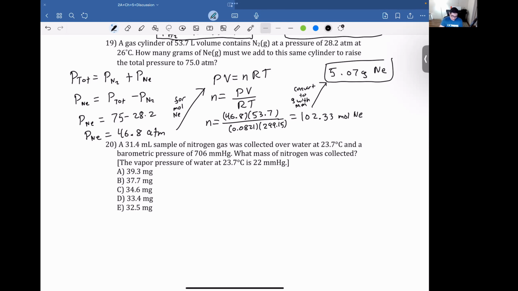Oops. Why did I divide? Sorry, multiply. Grams is equal to moles times molar mass. Yeah, 5 is way too small. Let's see. 2,064.95 grams of neon. That's also why you should write out your unit conversions. It's easy to make simple mistakes like that. All right.